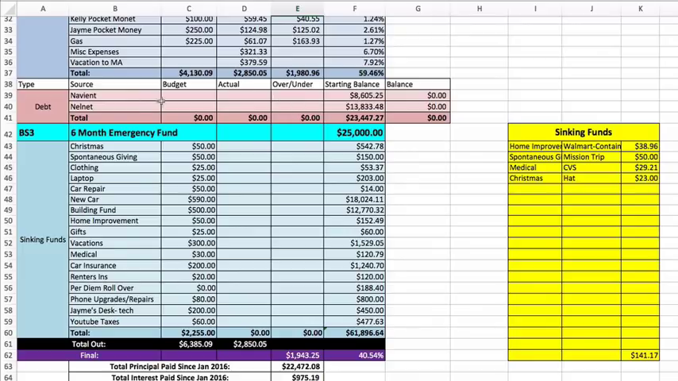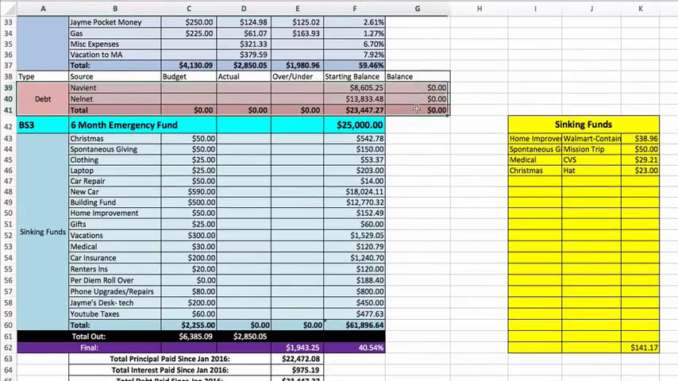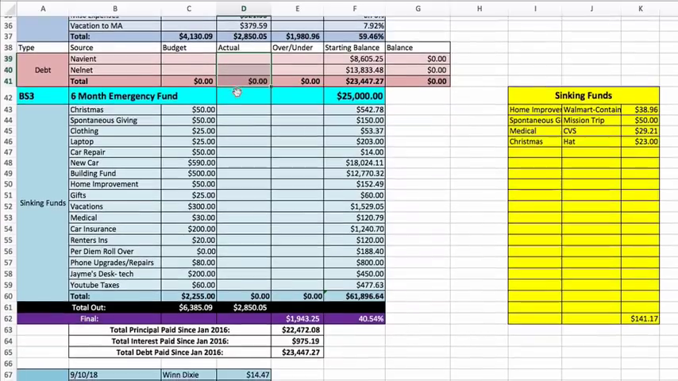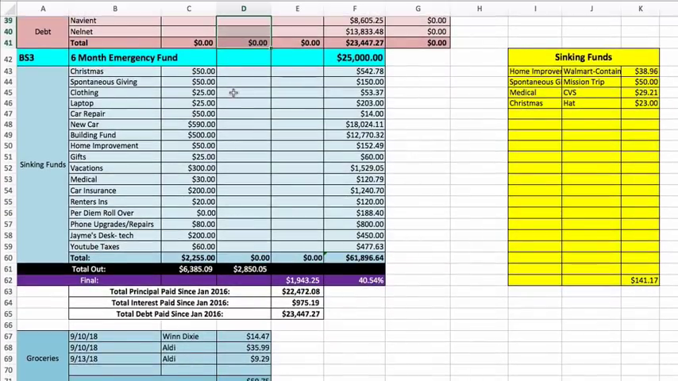Next here, and we spent a total of $2,850.50 so far. Debt, $0. As you guys know, we are debt free, but we keep the debt line in here just to remind ourselves of where we came from.